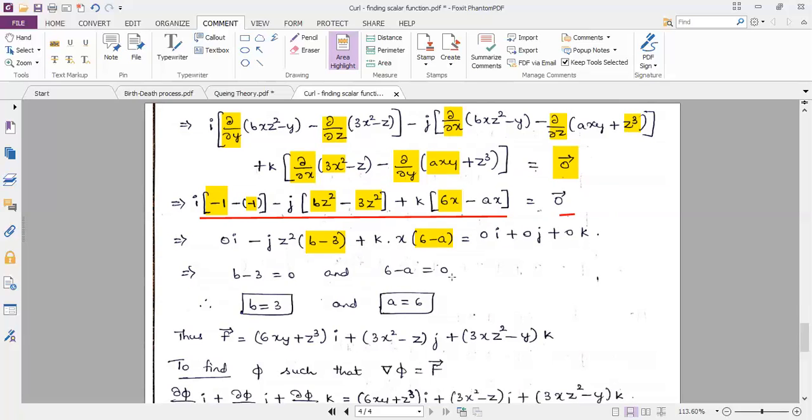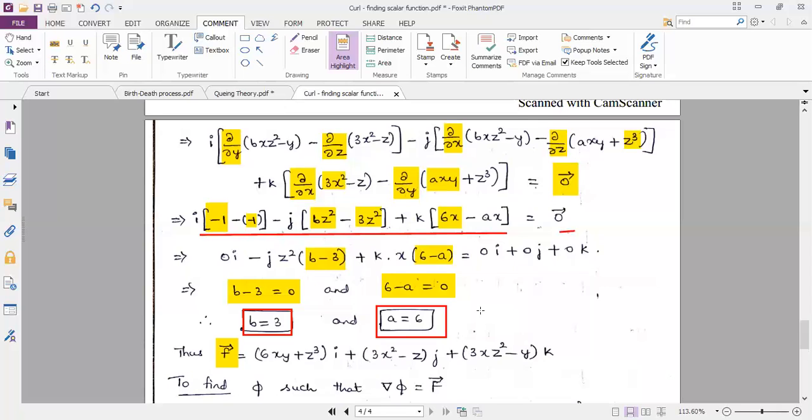When I equate the coefficients of like terms on both sides, we get b minus 3 is equal to 0 and 6 minus a is equal to 0, from which we get the values of a and b as a equal to 6 and b equal to 3. We substitute the values of a and b and rewrite the given vector f.